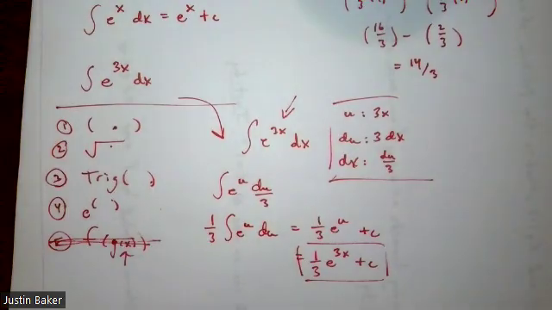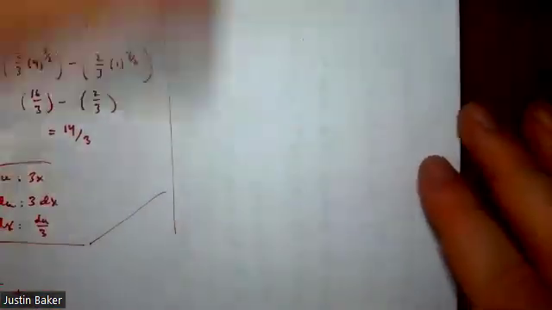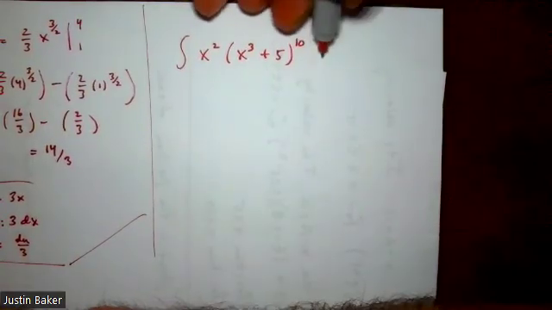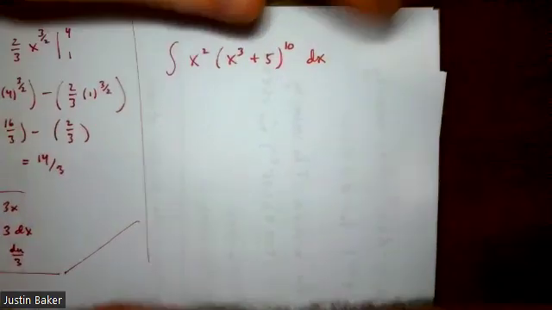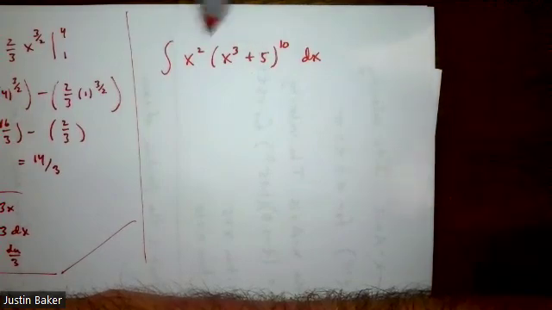Okay, so that is U substitution. You can just do it with a whole bunch of different scenarios. So if you're integrating x squared, and we've got x to the third plus 5 to the 10th, something like that. So I'm seeing stuff in parentheses. It's more than x. We've got a big mess.